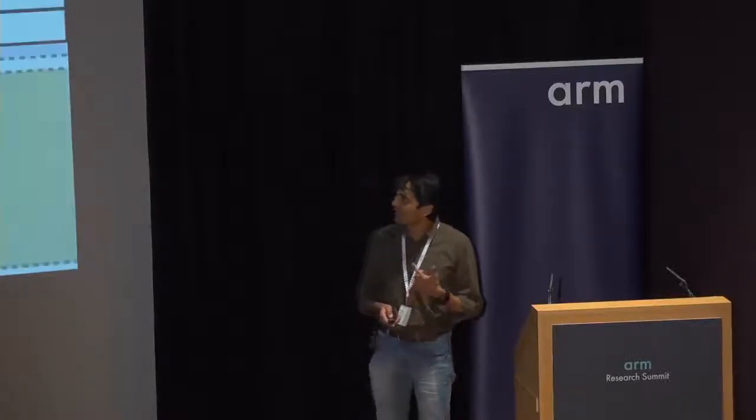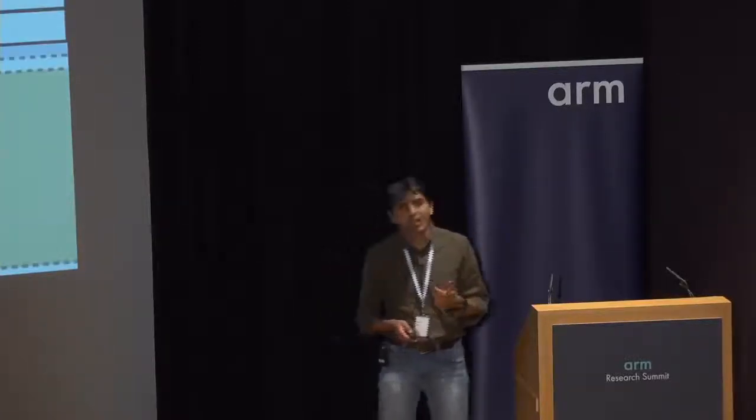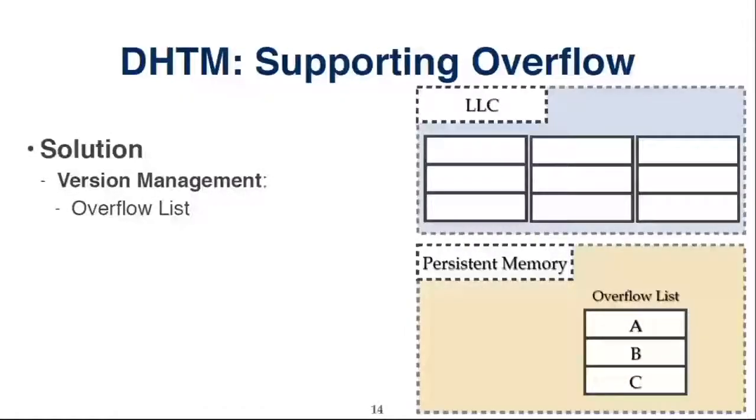So with DHTM, we have a twofold solution. For version management, we repurpose the redo log and maintain an overflow list in persistent memory. This overflow list essentially tracks all the cache lines that overflowed from the L1 cache into the LLC. On a commit or an abort, DHTM reads the overflow list to either invalidate or mark those cache lines as non-speculative. So it does not have to perform a search in a huge structure such as the last level cache, but it can read this list and update the state of individual cache lines.